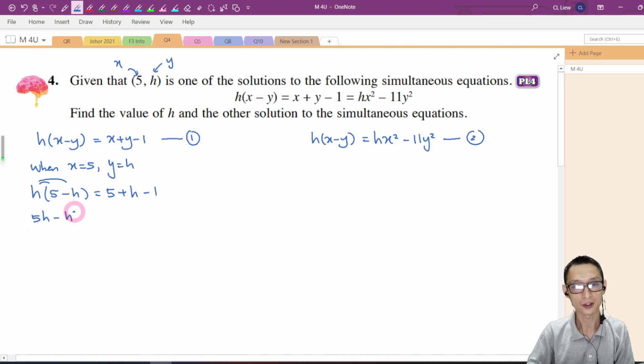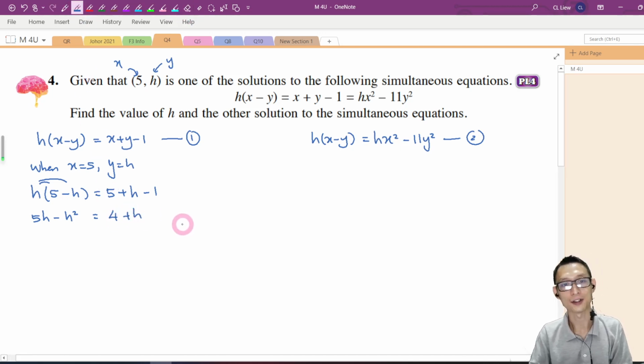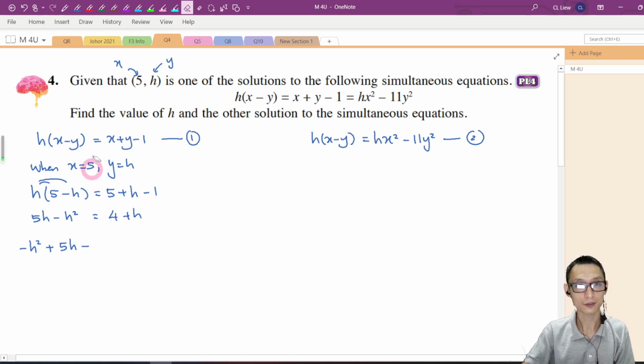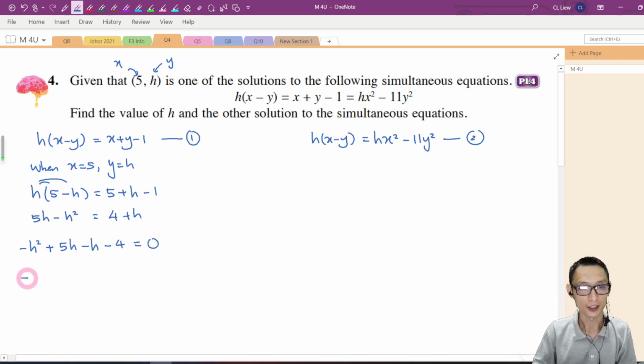5h minus h squared is equal to 5 minus 1, we will get 4 plus h. Okay, so I'm going to write this quadratic equation in general form. Negative h squared plus 5h, and this I'm going to bring to the other side: minus 4, minus h, is equal to 0. Negative h squared plus 4h minus 4 is equal to 0.